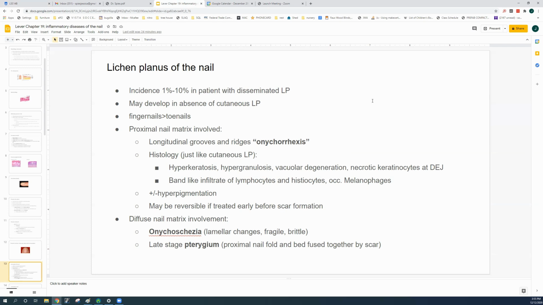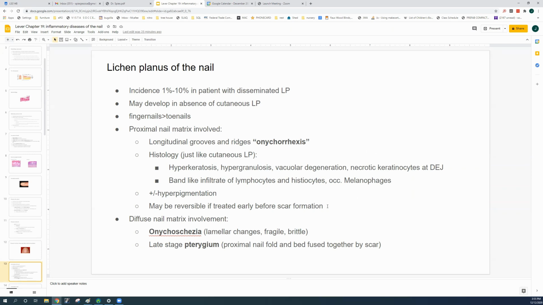The histology, just like cutaneous LP, if you biopsy it, shows hyperkeratosis, hypergranulosis, vacuolar degeneration, necrotic keratinocytes, and even colloid bodies at the dermal-epidermal junction, and a band-like infiltrate of lymphocytes, and often histiocytes with occasional melanophages. You may get hyperpigmentation in the nail, and all of this may be reversible if it's treated before scar formation, but this is a scarring process in the nail.